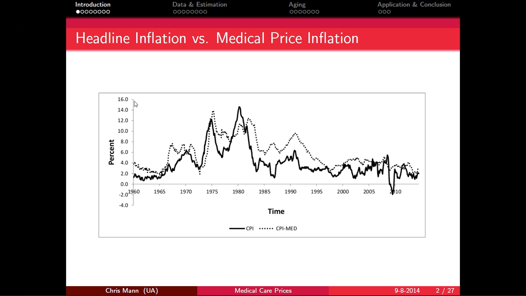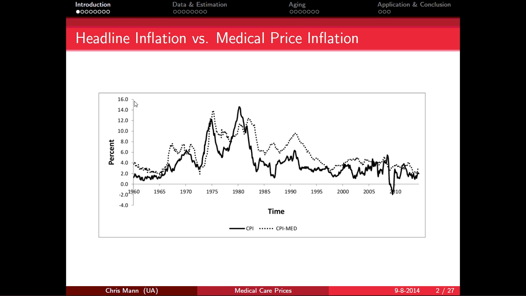Okay. So let's begin by looking at this graph of headline inflation versus medical care component of inflation. Right? And so if you look in this graph, you'll see that the dark line is the headline rate of inflation given by the CPI, and the dashed line is the medical care component of the CPI, which is roughly about 7.5% of the normal CPI.